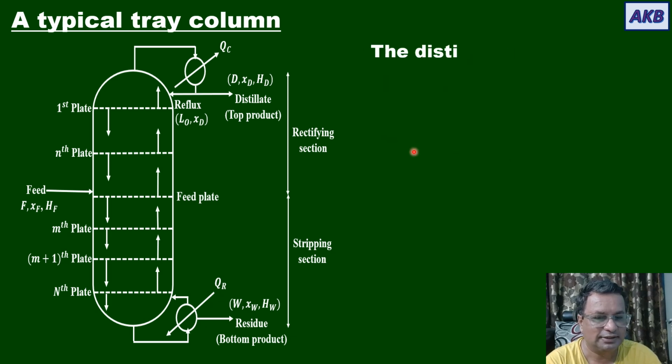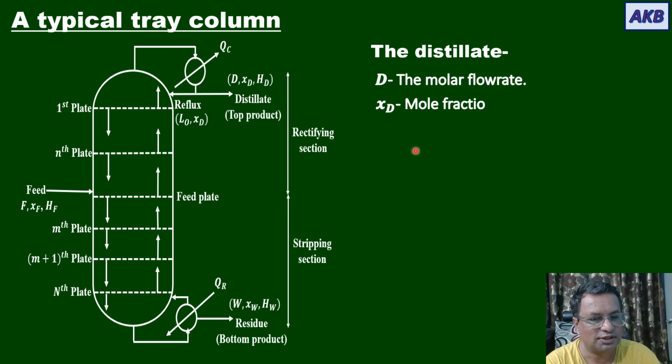Okay, then the distillate stream. Let us talk about the distillate stream. D is the molar flow rate for the distillate stream. XD is the mole fraction of the more volatile component in the distillate, that is, the mole fraction of A in it. HD is the enthalpy per unit mole of the distillate.